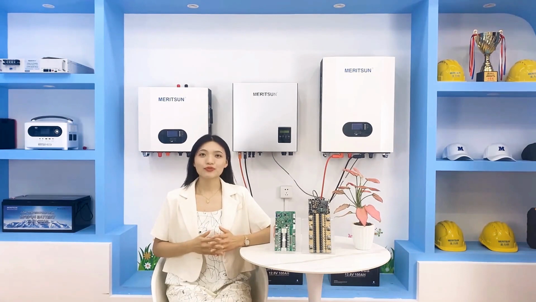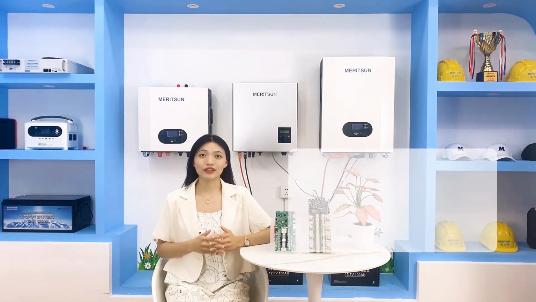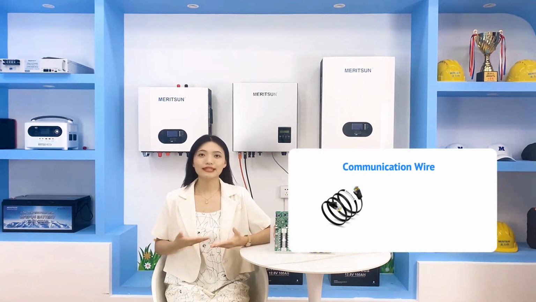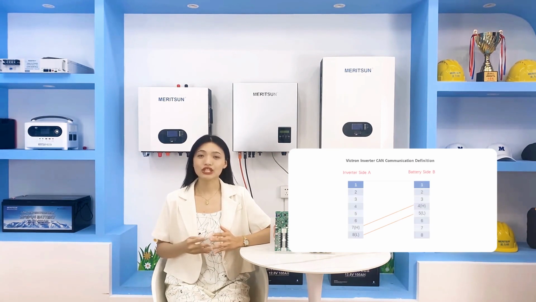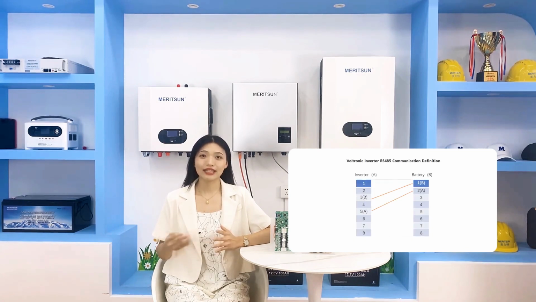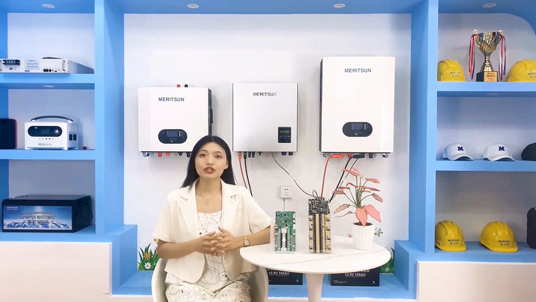As we know, each brand has different definitions for their communication cable. Take our brand as an example. The patch cable is generally a pin. The definition for our CAN communication cable is made as pin 4 is H and pin 5 is L. On the other hand, the definition for the RS485 communication cable is made as pin 1 is B and pin 2 is A. Only the same definition of the cable can realize the communication between the inverter and batteries.